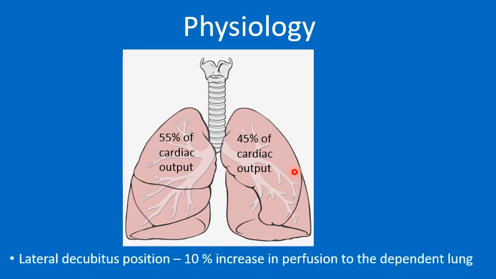Now, whenever the patient takes the lateral decubitus position, there is a 10% increase in perfusion to the dependent lung. For example, when the patient takes the right lateral position, the right lung receives 65% of the cardiac output and the left lung gets 35%. When the patient takes the left lateral position, the left lung gets 45 plus 10, that is 55% of cardiac output, and the right lung gets 45% of the cardiac output.